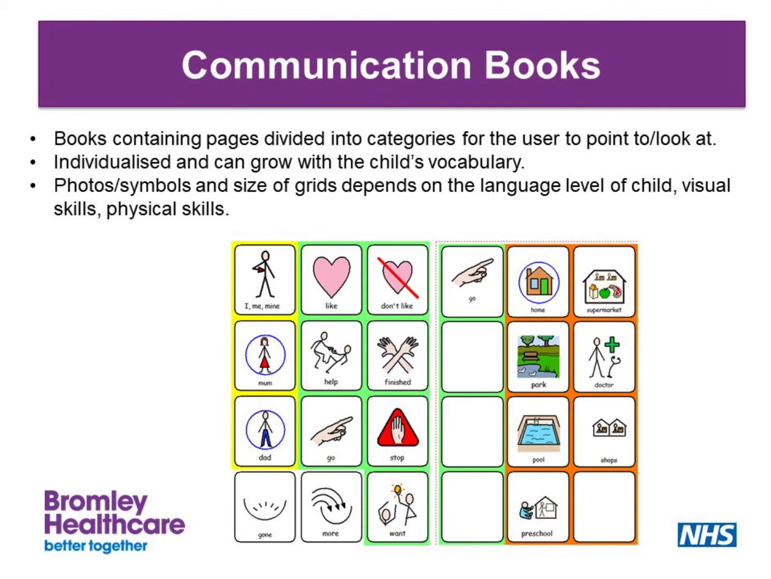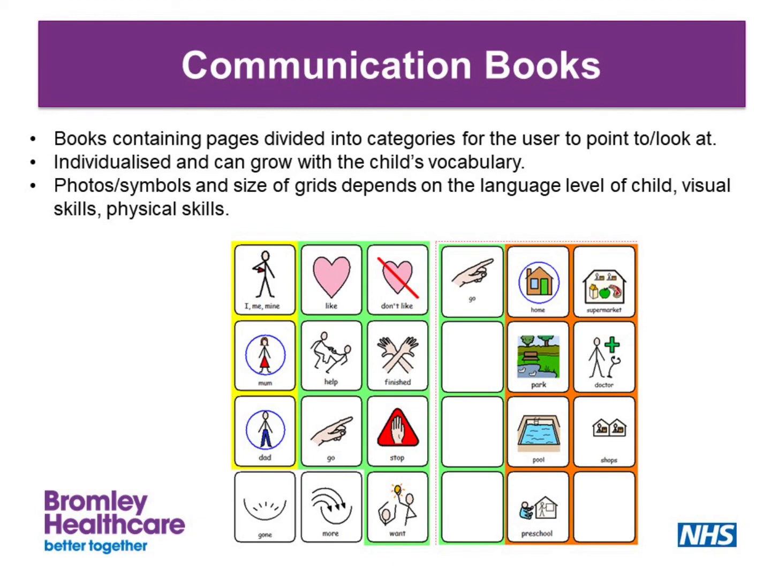Communication books can have photos and/or symbols, and the size of the grid will depend on the language skills of the child, and also on their visual skills and maybe on their physical skills, because if they're pointing and they haven't got very good pointing, they may need larger cells. So it's a balance of all those areas: the language learning level, their visual skills, so how easy it is for them to see the pictures, and their physical skills.